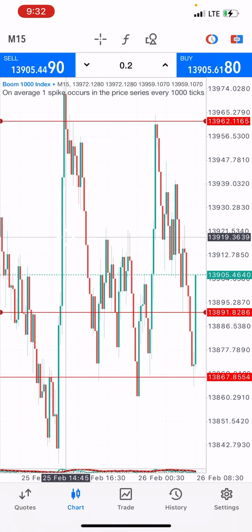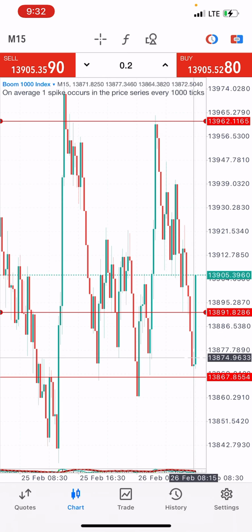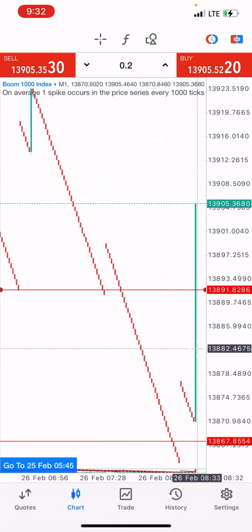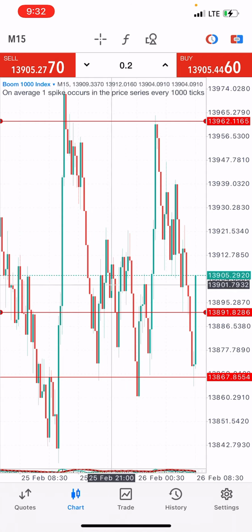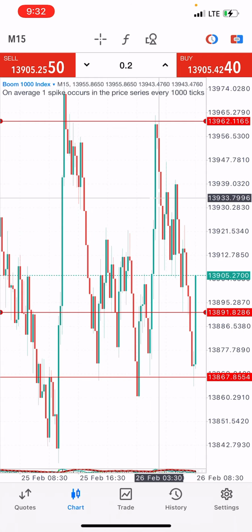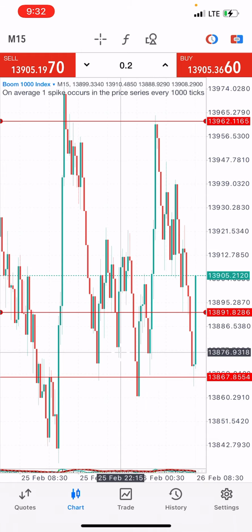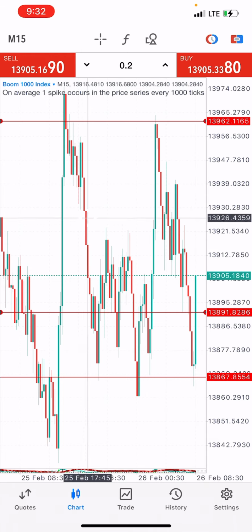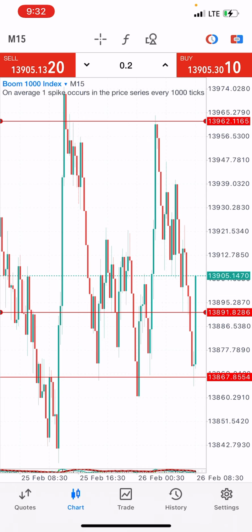Based on the previous video, guys, this was the point. Oh guys, look at this wonderful spike. Man, this is good. I was about to enter, but it's fine. Okay, guys, look at this wonderful spike we got right here. And what I'm telling you about catching spikes in crash and boom is catching spikes using support and resistance level.